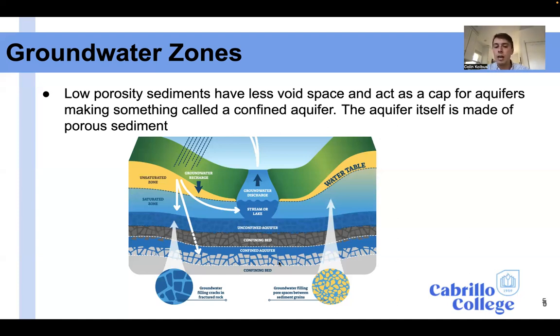An unconfined aquifer is the opposite. It's not capped by this confining bed. And so the unconfined aquifer is hydraulically connected with the water table. There's able to be water flowing freely between the top of the water table and our unconfined aquifer because it's not capped by this low porous sediment.